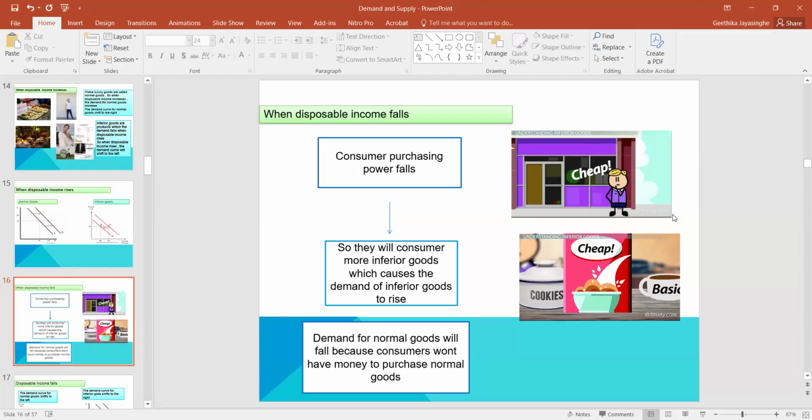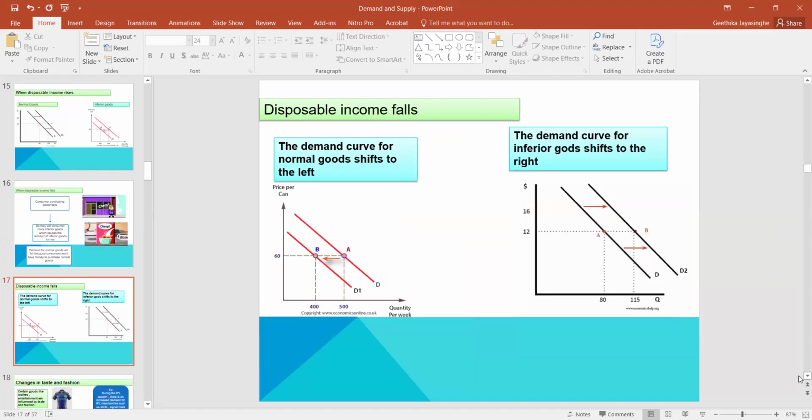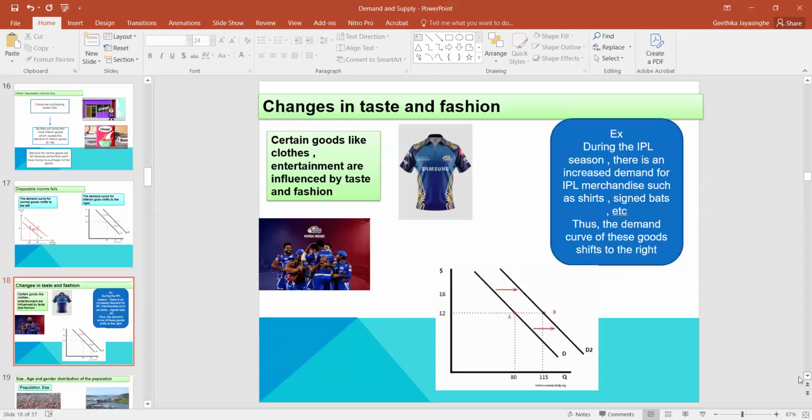So this is just an idea. I'm still explaining the last pages of your previous note. It's another reason: changes in taste and fashion. During the IPL season, IPL related items can be bought by people on a mass scale. So the demand for those could rise. Once the IPL is over, again to the left.